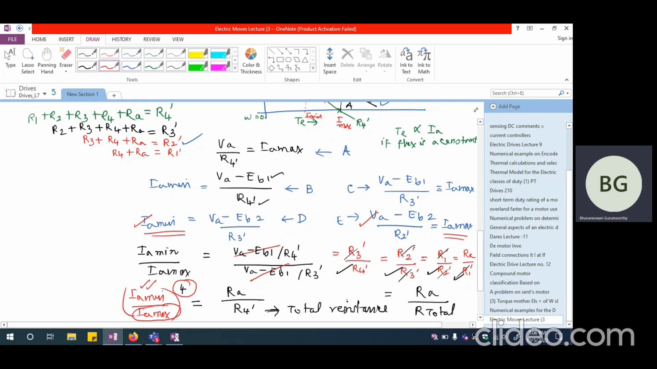And I should also be able to calculate each and every step of resistance, because R4 dash, R3 dash, R2 dash, and so on, I'll be able to calculate without any difficulty.